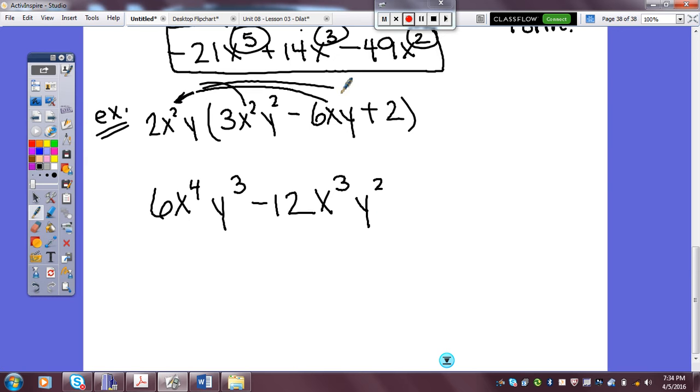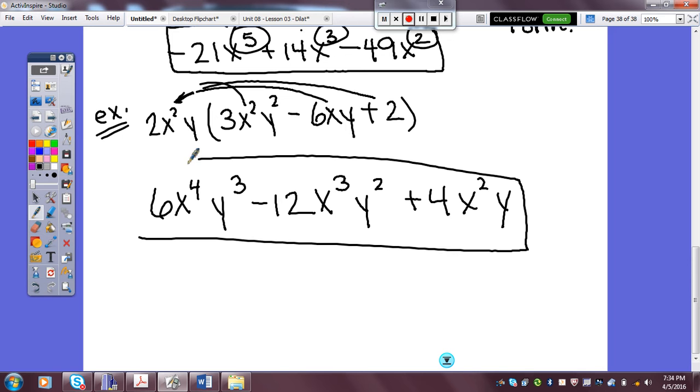And then do the last term. 2x squared y times 2. 2 and 2 make 4. And then I just plop x squared and y. Okay? Now notice with this problem, I can't add any of these together because all of the exponents are different. X has an exponent of 4, y has an exponent of 3, and none of them match anywhere else. Okay? So here's case 1.